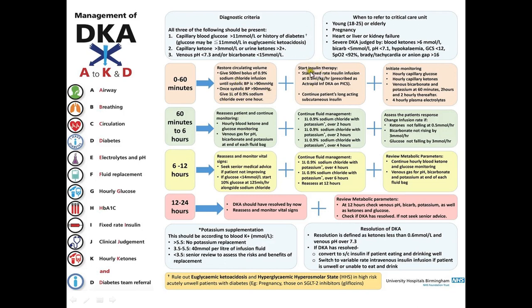Along with this, you do insulin therapy. You start fixed rate insulin infusion at a rate of 0.1 units per kg per hour, and if the patient is on long acting insulin like Lantus or Glargine, you continue that. Or if the patient is not, then you just give the regular insulin. You have to do hourly capillary glucose, ketones, bicarbs, potassium at 60 minutes, 2 hours, and 2 hours thereafter.